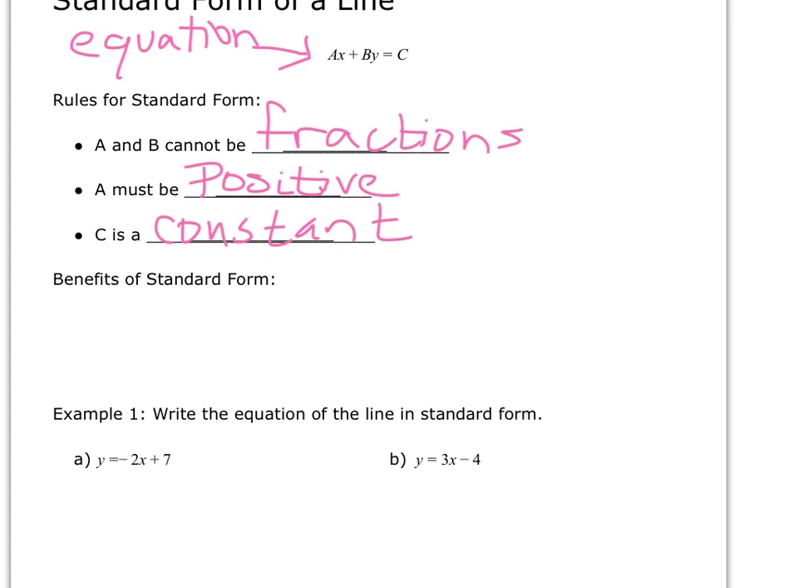Oh, sorry, I need my pen. We can find the x and y intercepts.